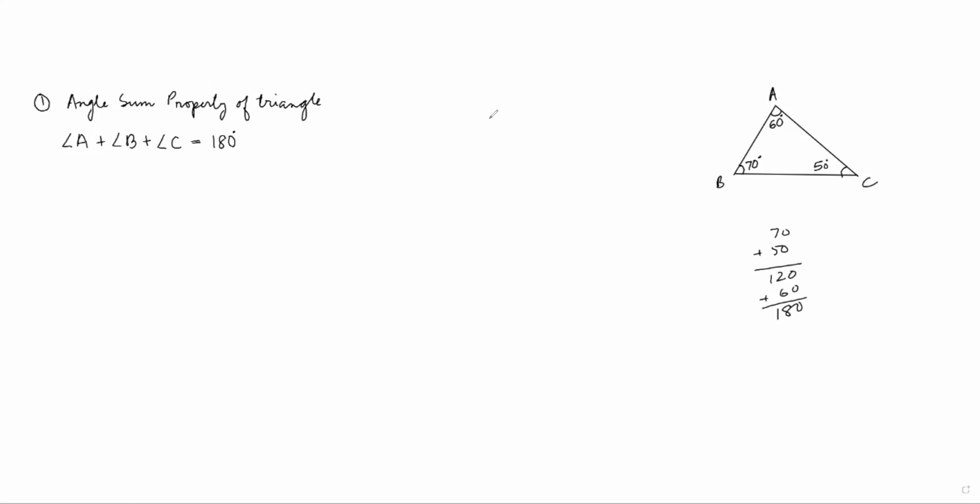So based on this, we will solve a few questions from your textbook. We go to exercise 23.1, question number 1. What does the question say? In a right angle triangle, one angle is 30 degrees.